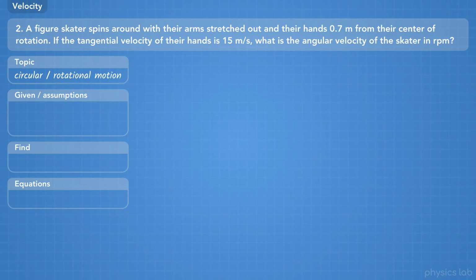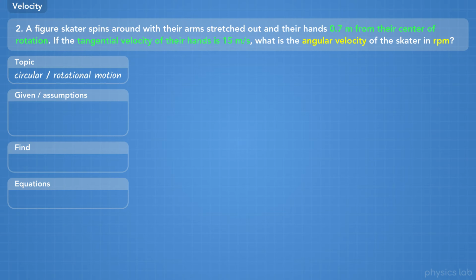A figure skater spins around with their arms stretched out and their hands 0.7 meters from their center of rotation. If the tangential velocity of their hands is 15 meters per second, what is the angular velocity of the skater in RPM?